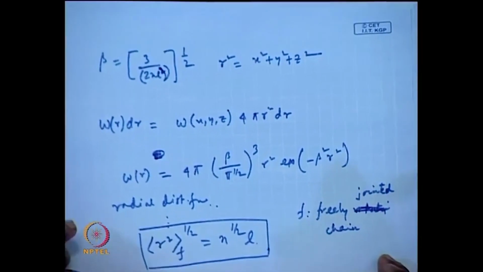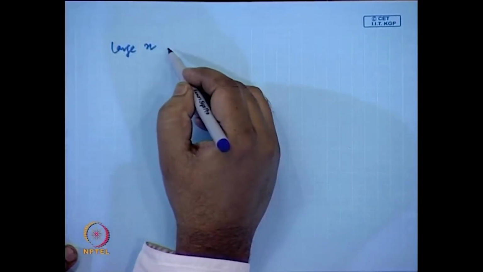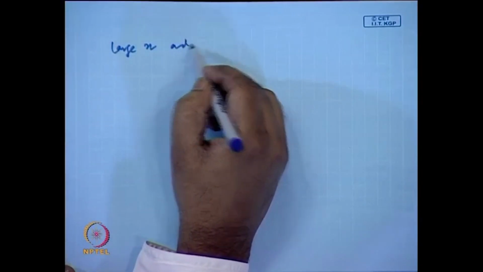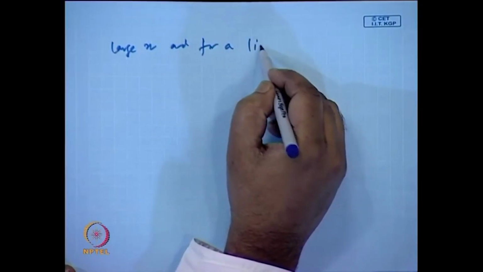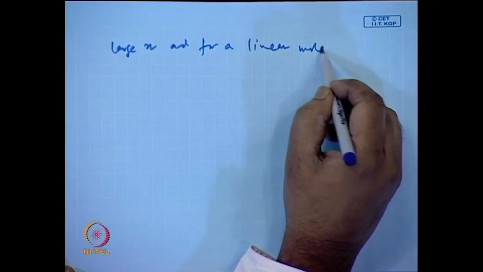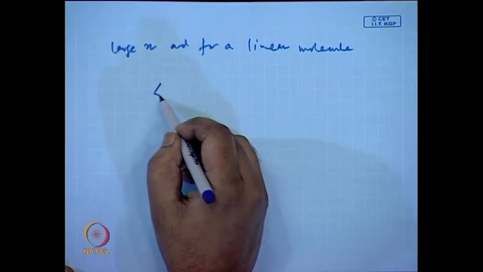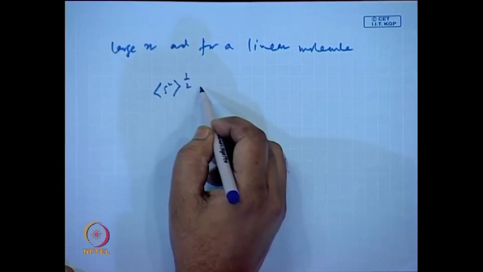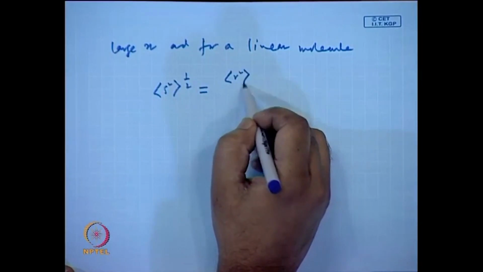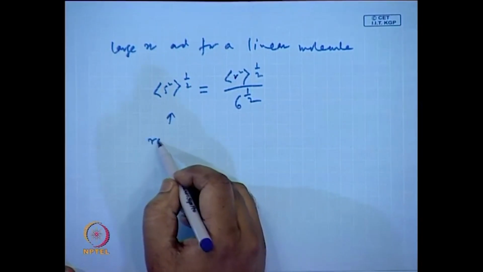As I said, fortunately there is a relation for large n and for a linear molecule. We can write this, and this is your radius of gyration.